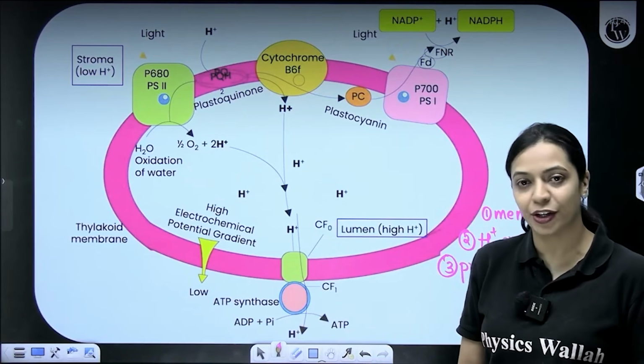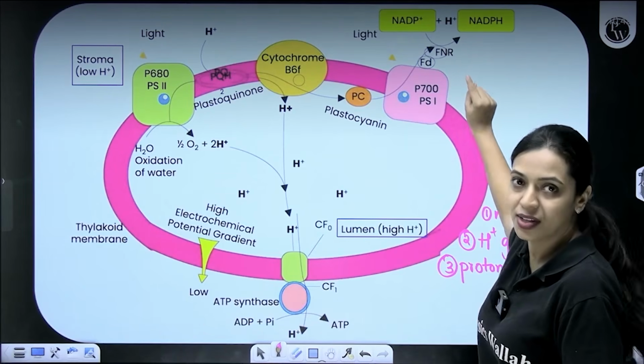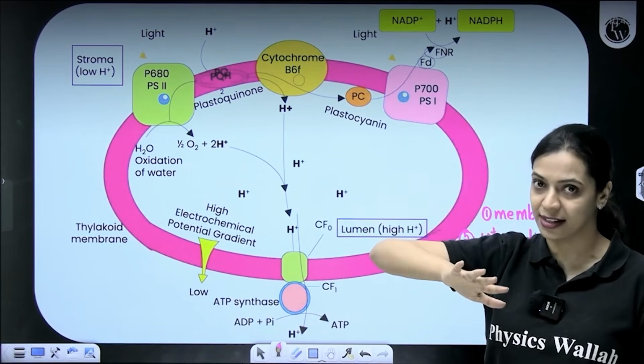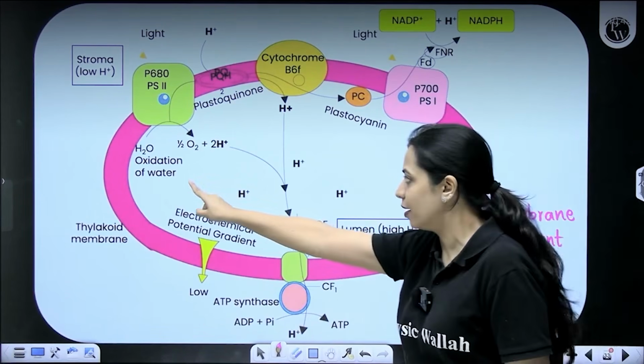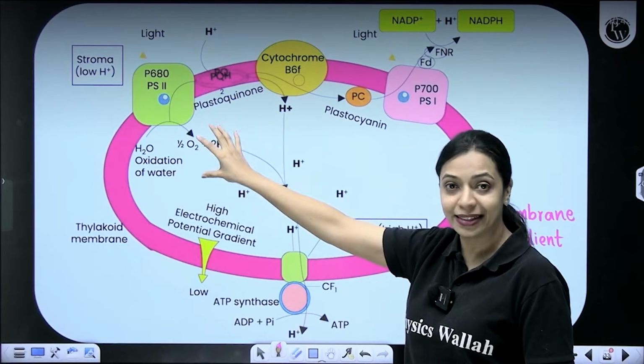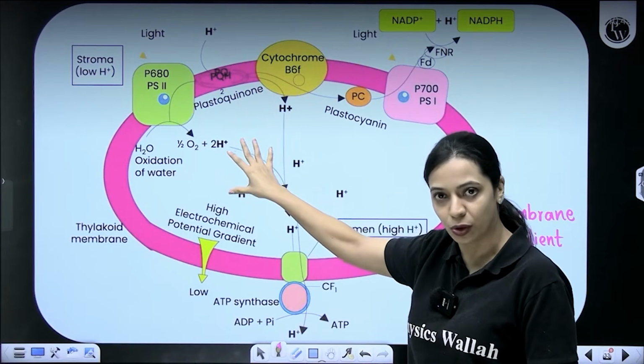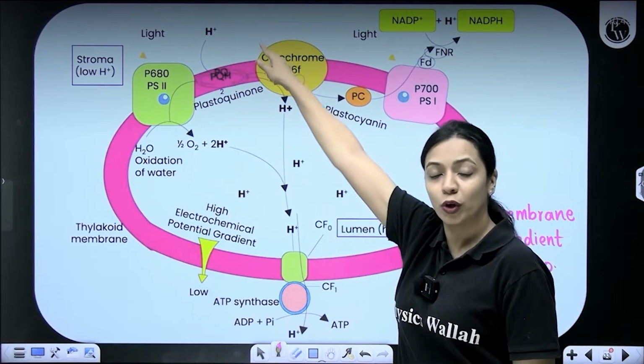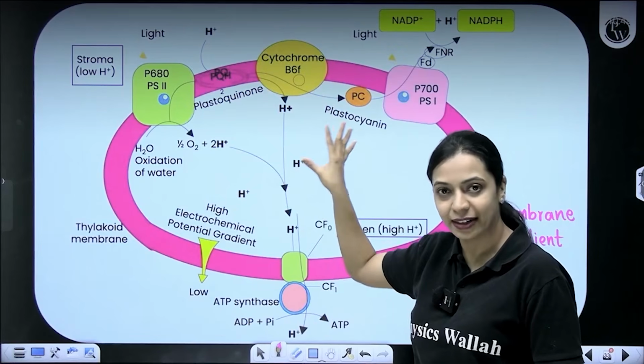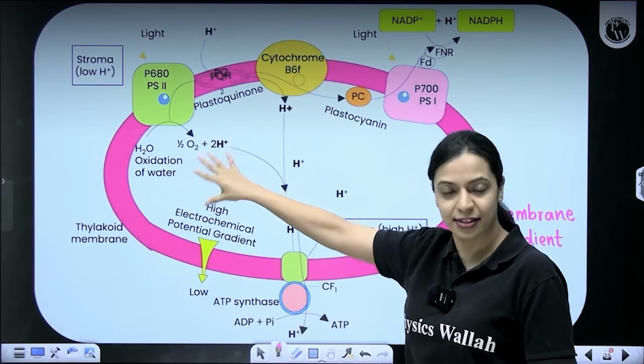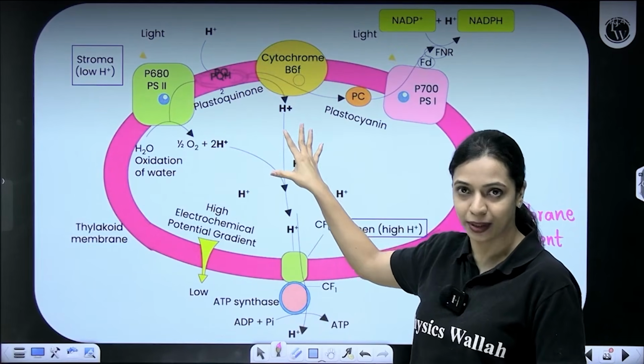That will further reduce the concentration of protons in the stroma. I want you to understand this here. 3 points are there. Here, because of water splitting, protons are accumulating in the stroma. Here, because of protons being pumped, it is getting accumulated in the lumen. I said stroma, right? It is in the lumen. It gets accumulated in the lumen.